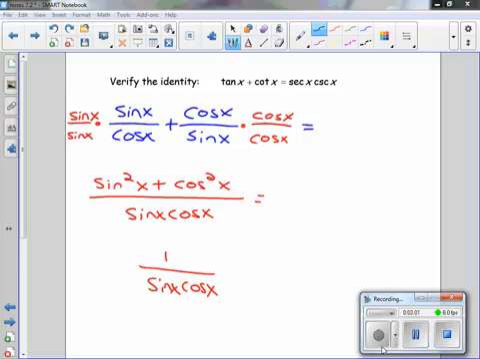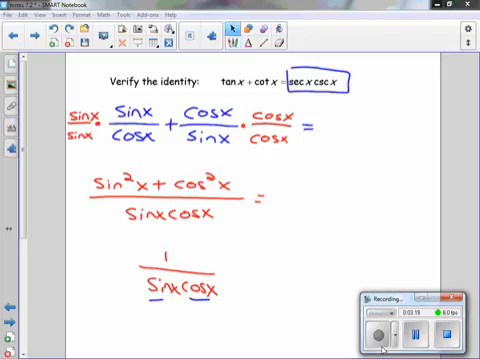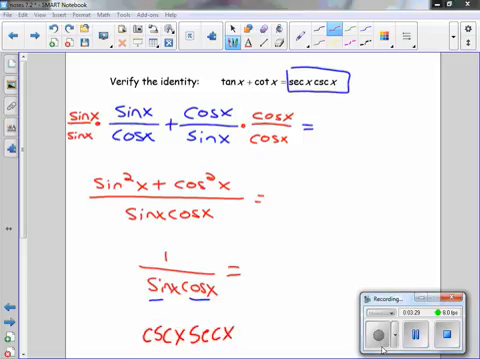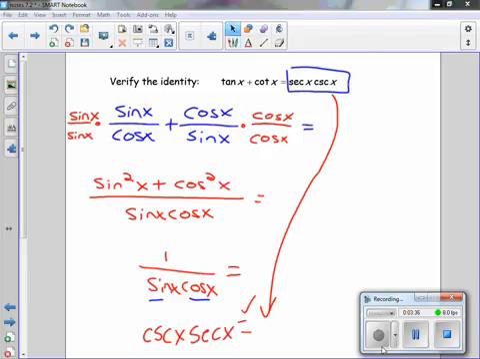And again, we always want to keep in mind what we are trying to get to. We're trying to get to secant x cosecant x. Well, secant is the reciprocal of what? Cosine. We have a cosine in the denominator, so that's good. And cosecant is the reciprocal of sine, which is also good because we have that in the denominator as well. So we can bring both of those up to the top, and when we do that, they will become their reciprocals. So we'll end up with cosecant x secant x, which is equivalent. I suppose we could rewrite it in the same order, but they are the same thing, so all is good.